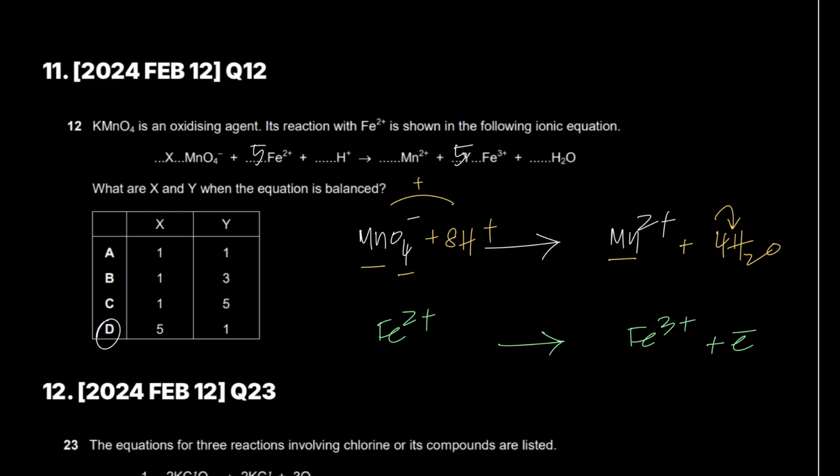In total, you have a plus 7 positive charge here and a plus 2 positive charge here. How do I make plus 7 equal to plus 2? By adding 5 electrons. So I'm going to add 5 electrons here. Again, electrons gained must be equal to electrons lost, so this should be multiplied by 5.